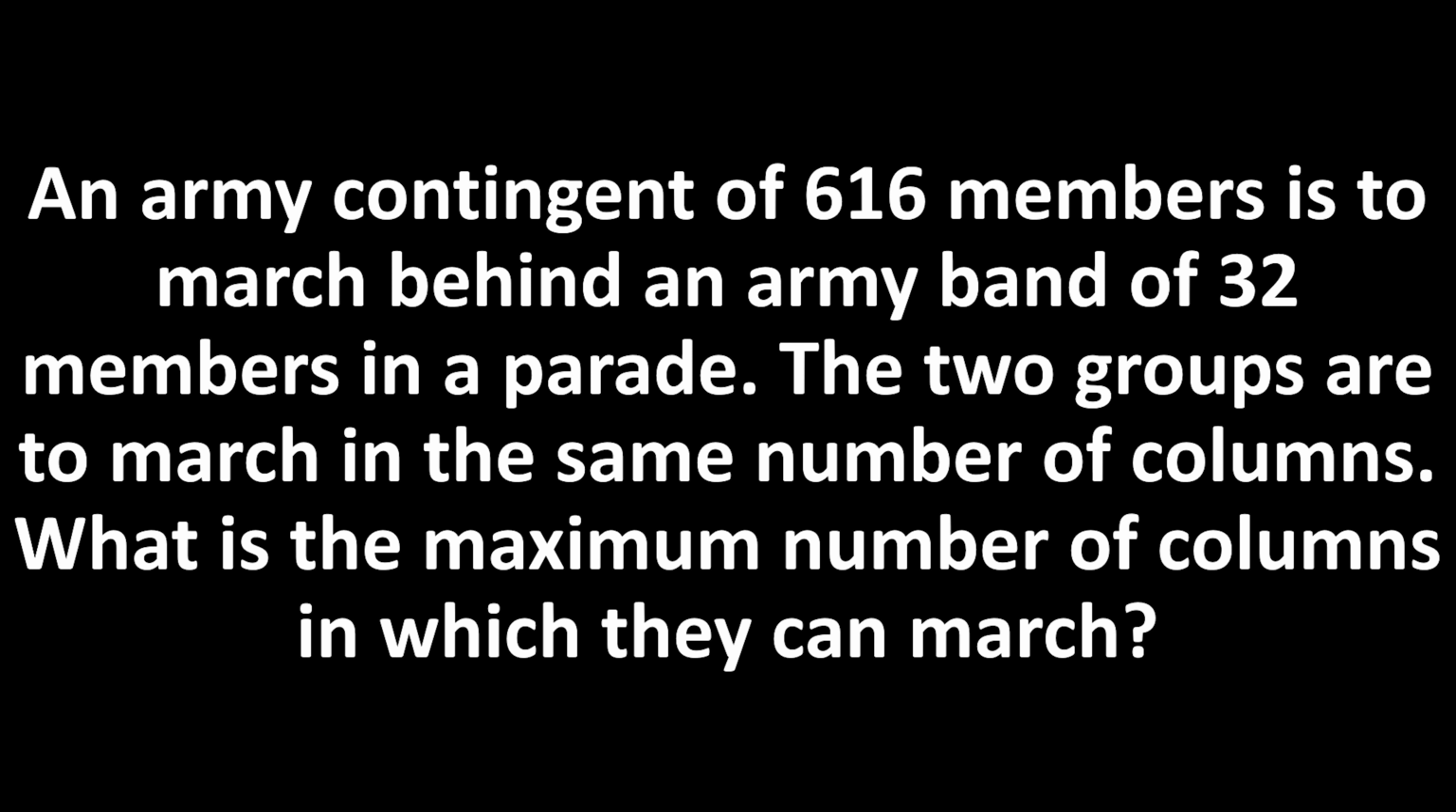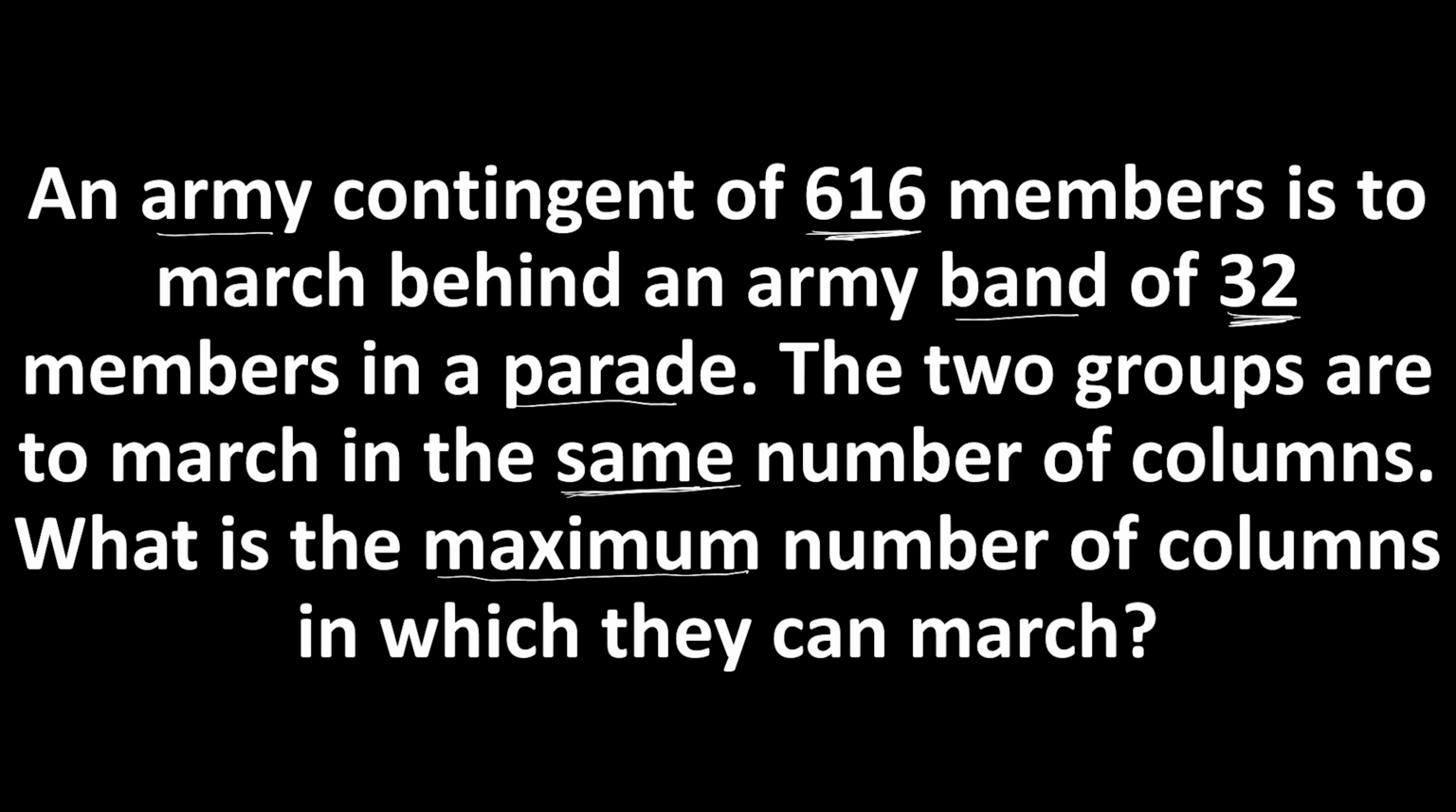It says, an army contingent of 616 members is to march behind an army band of 32 members in a parade. So, observe here. An army contingent of 616 members, they are marching behind an army band of 32 members in a parade. Now these two groups are to march in the same number of columns. This is very important. In the same number of columns. Now they are asking what is the maximum number of columns in which they can march.